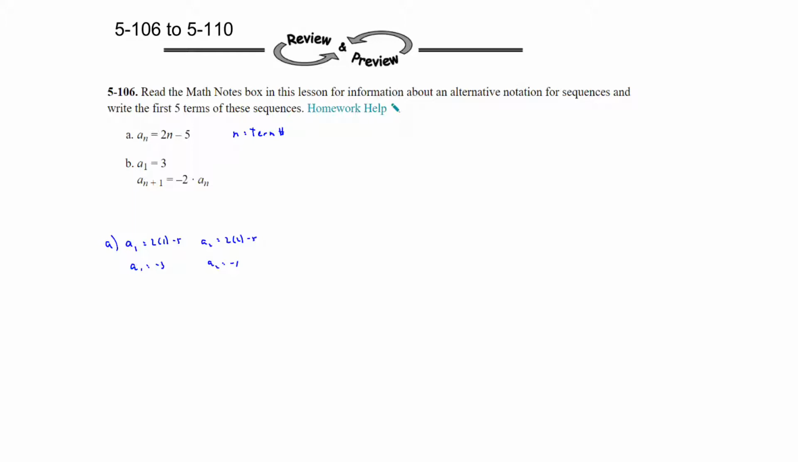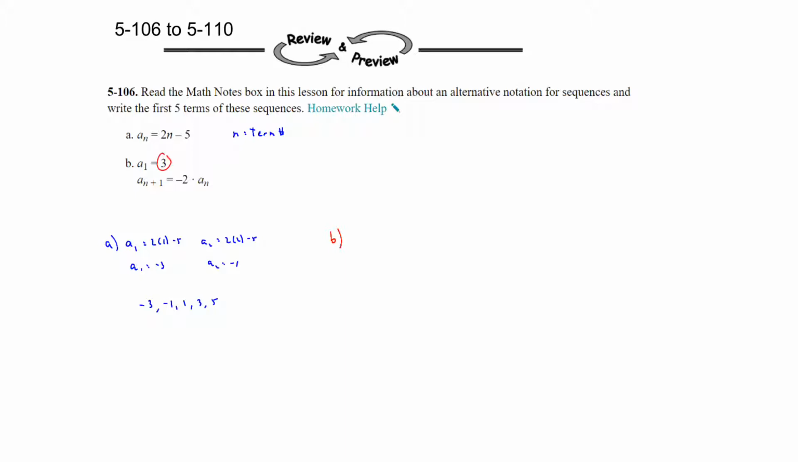And you can see that each of these is going up by 2. So to write the first 5 terms, negative 3, negative 1, just keep adding 2. And those would be your first 5 terms of the sequence. On part B, same thing, but this was written in more of a recursive form where you have the now term and you're trying to find the next term.